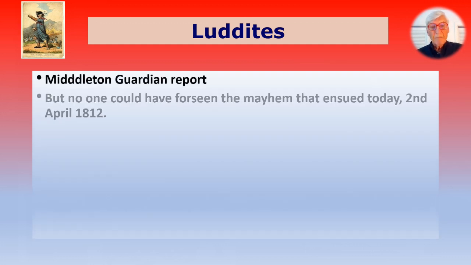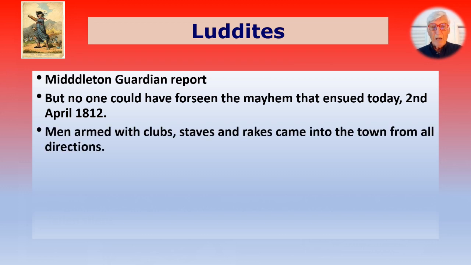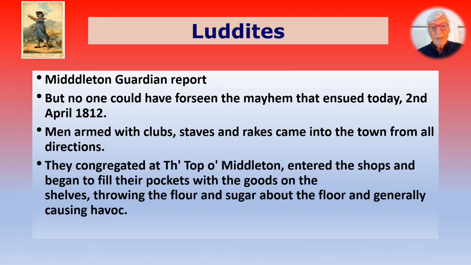More on that report. But no one could have foreseen the mayhem that ensued today, the 2nd of April of 1812. Men armed with clubs, staves, and rakes came into the town from all directions. They congregated at the top of the Middleton, entered the shops, and began to fill their pockets with the goods on the shelves, throwing the flour and sugar about the floor and generally causing havoc.